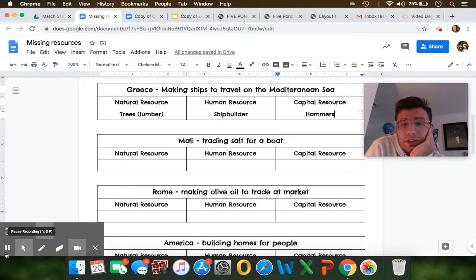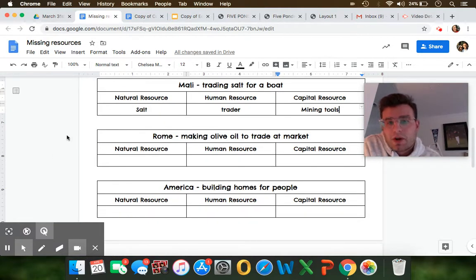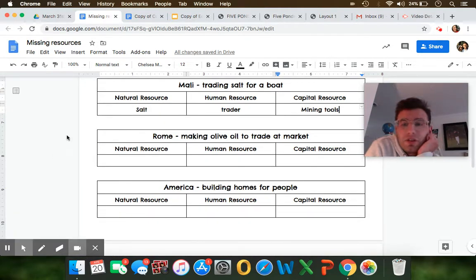And a capital resource that they would need to put those ships together would be probably hammers and nails, many other things too. But that's my example there. For Mali, we are going to be trading salt. We have the salt, and we're going to be trading it for a boat.